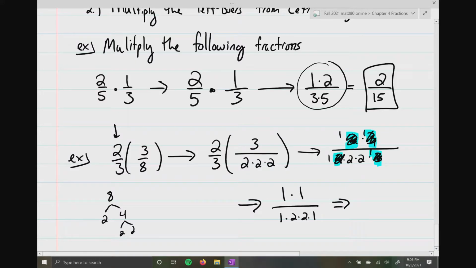So now this is where we multiply the leftovers. 1 times 1 is 1. And then 1 times 2 times 2 times 1 is only going to be 4. So 2/3 times 3/8 equals 1/4. And it's completely simplified. Remember, there's no more guessing. If you simplify first using prime factorization, you always know that your final answer is going to be completely reduced.